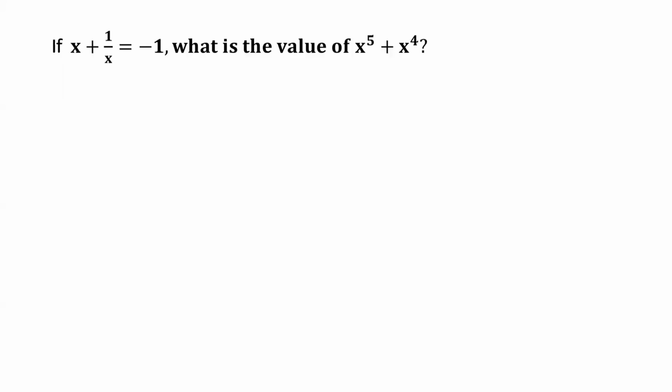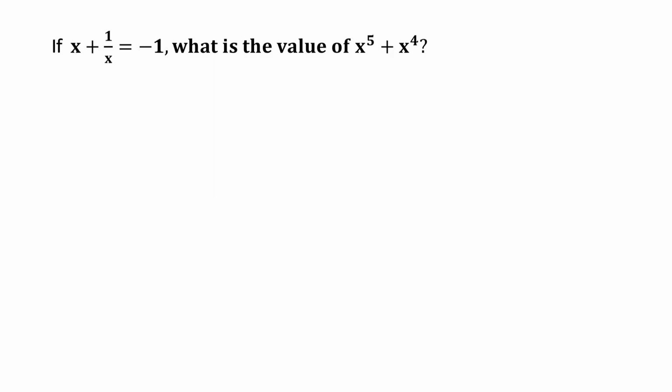This is a challenging high school problem from algebra. If x plus 1 by x is equal to minus 1, what is the value of x to the power 5 plus x to the power 4? I'll show two ways of solving this problem, and each way is unique and can be described as a little bit tricky. This is one of the, I'd say, harder high school algebra problems.